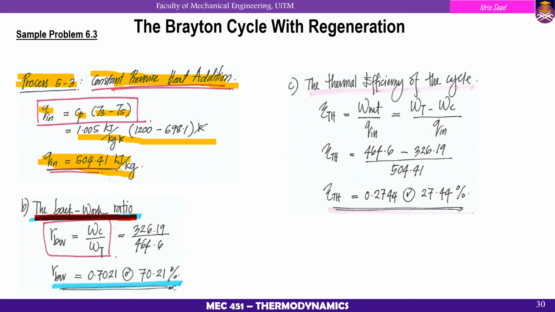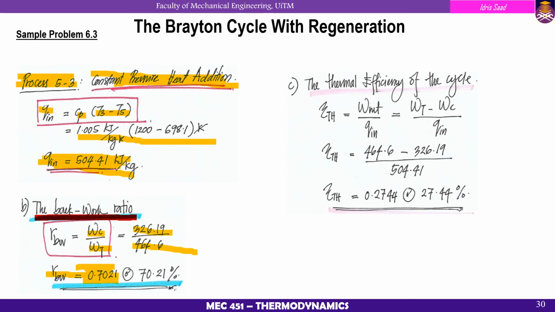Based on that, we can calculate the back work ratio, which is equal to the work of the compressor divided by the work of the turbine. We already calculated the work of the compressor as 3261.95 and the work of the turbine as 464.6. So we can get the back work ratio is equal to 0.7021, approximately 70%. That means 70% of the power output at the turbine must be returned back to the compressor in order to compress the air.